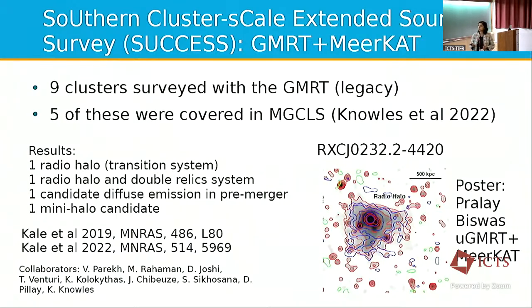We also came up with a detection which was a very interesting system because it formed a transition system between a radio halo, which is typically in a merging cluster. This resides around a brightest cluster galaxy, and it's a transitioning system between a mini halo, which is typically around the central galaxy in relaxed clusters. So there is a poster you may have come across by Pralay.